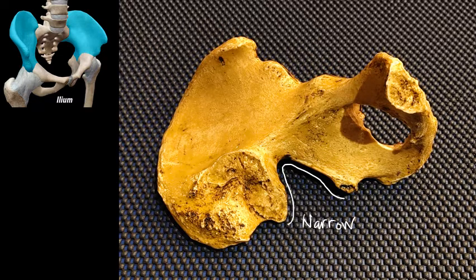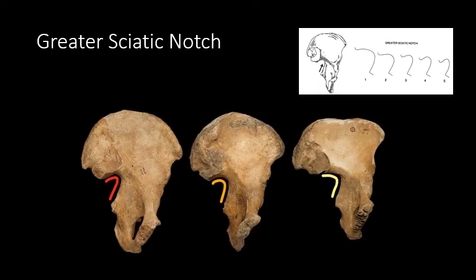This is something that we find characteristically among males. Okay. All right, so let's take a look at the greater sciatic notch, and let's do an exercise together. I want you to take a look at the rating system that we have on the right-hand corner, and we are moving from number 1, which is a female, to number 5, which is a male.